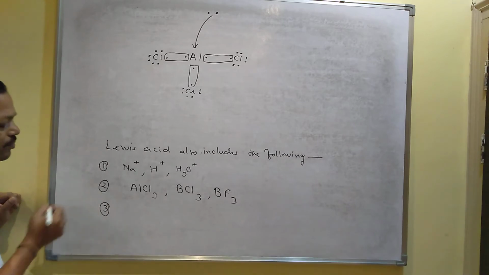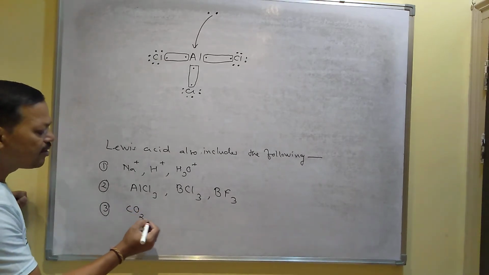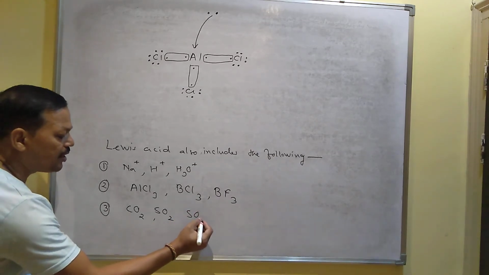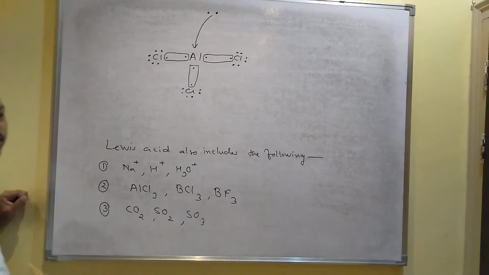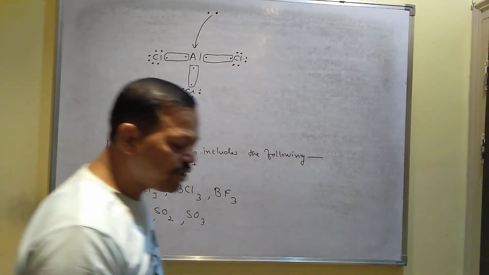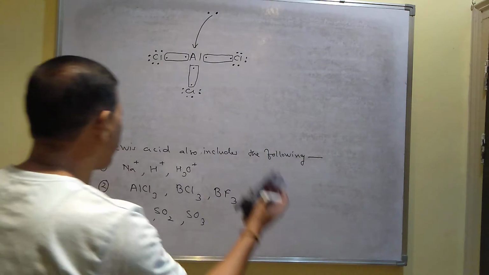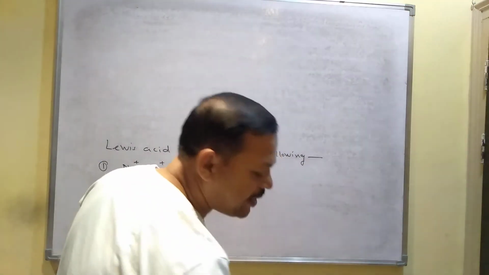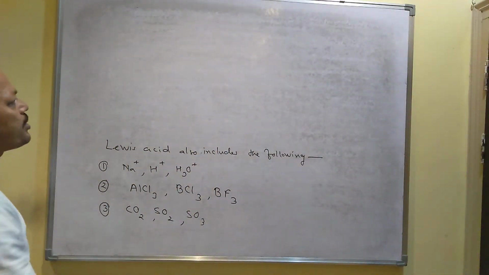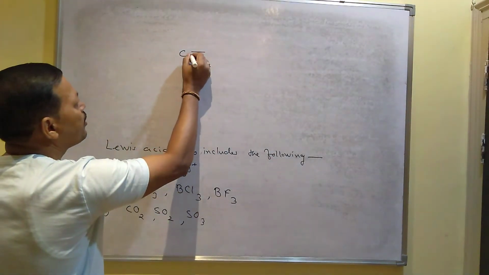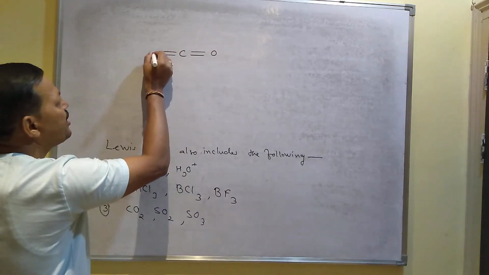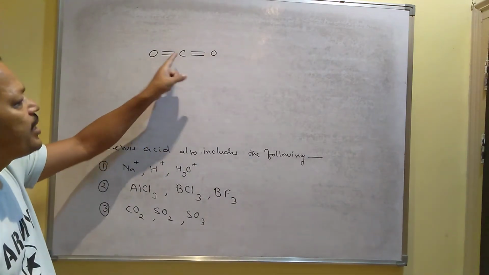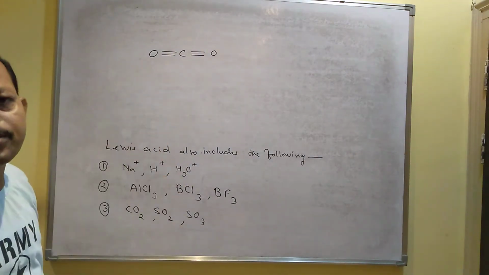Number 3, carbon dioxide, sulfur dioxide, sulfur trioxide, this type of molecule also acts as acid according to Lewis concept. Now why do carbon dioxide, sulfur dioxide, sulfur trioxide, this type of molecule act as acid? According to Lewis, as you know, carbon dioxide contains double bond with oxygen like this, and it has the linear structure. Here the bond is present between carbon and oxygen, and these are covalent bond. By sharing of electron, they produce the bond.